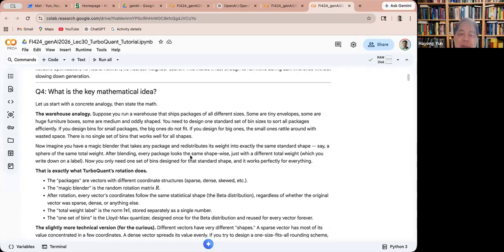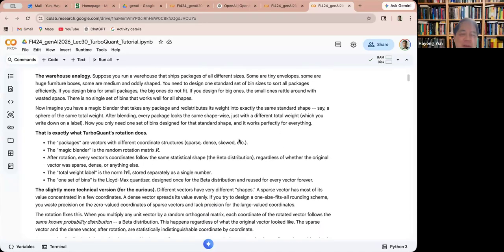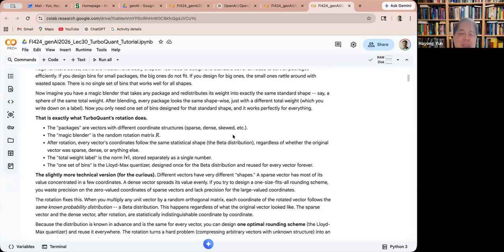After blending, every package looks the same shape-wise, just with a different total weight, which you write down on a label, okay, how much it weighs. So now you only need one set of bins designed for the standard shape, and it works perfectly for everything. Only if we had a magic blender. But it turns out for LLMs we do. So that's exactly what TurboQuant rotation does.